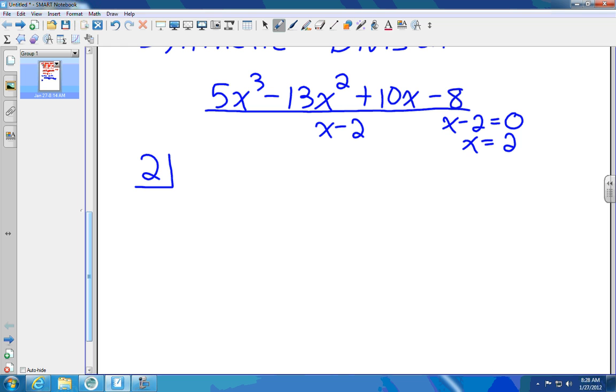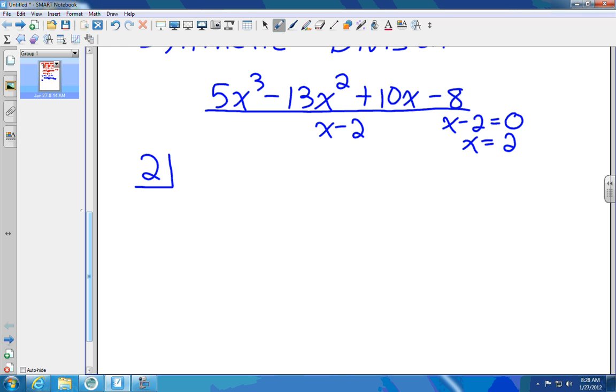What if you wouldn't have had an x squared? What do you think we would put in there? A 0. Just like in long division in elementary, if you needed a placeholder, you just put a 0 in. But we don't have any missing. We'll do an example later where we do.